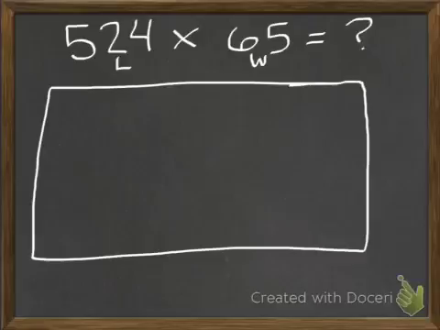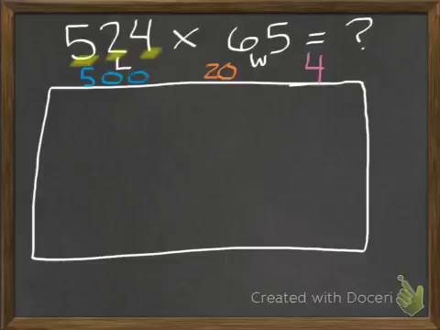Okay, before I do that, I need to think about how I can break apart my numbers. I need to think about the value of each of these digits. So the value of 4, since it's in the ones place, is 4. I'm going to write that down on this side. The value of the 2 is 20. I'll write that down here. And the value of the 5, since it's in the hundreds place, is 500.